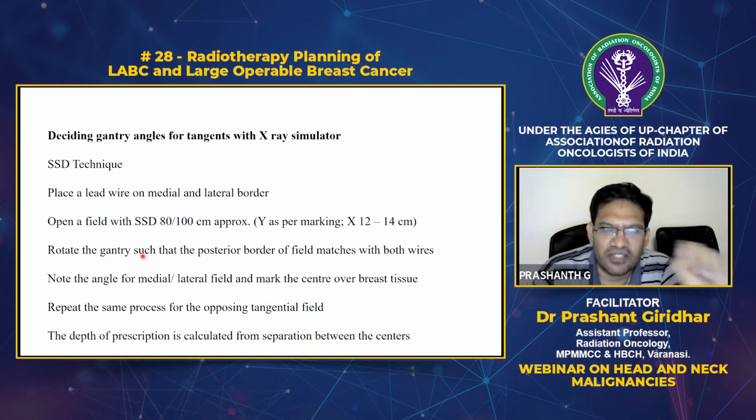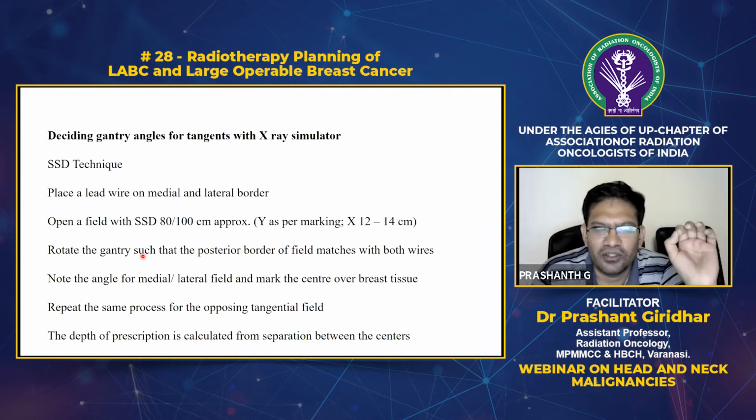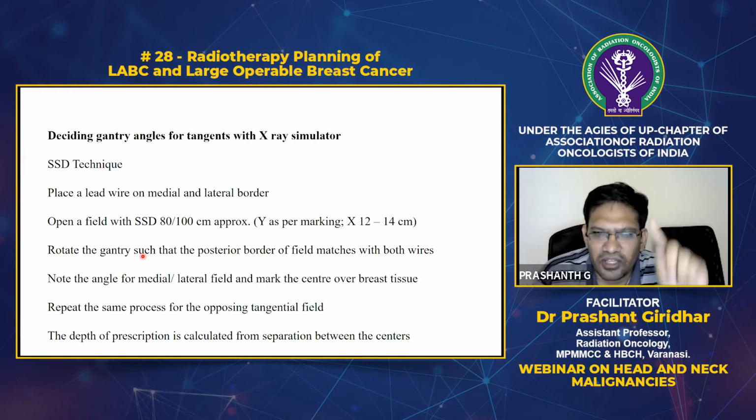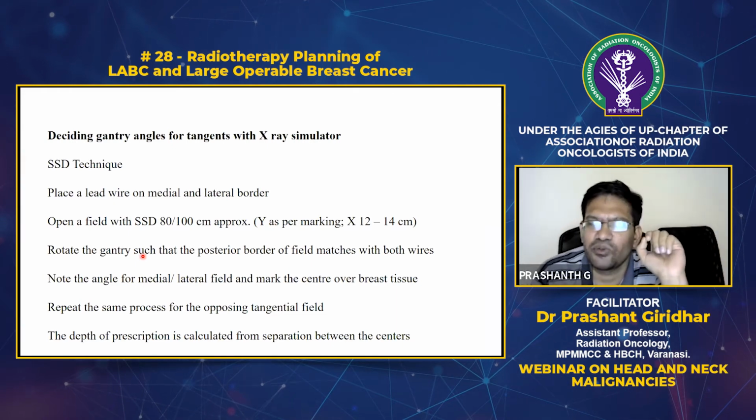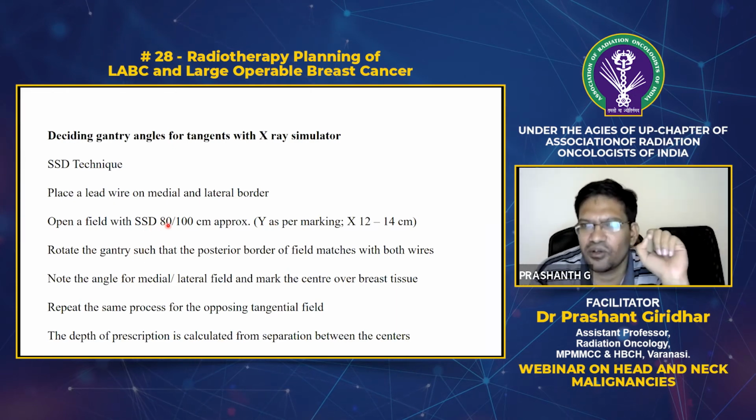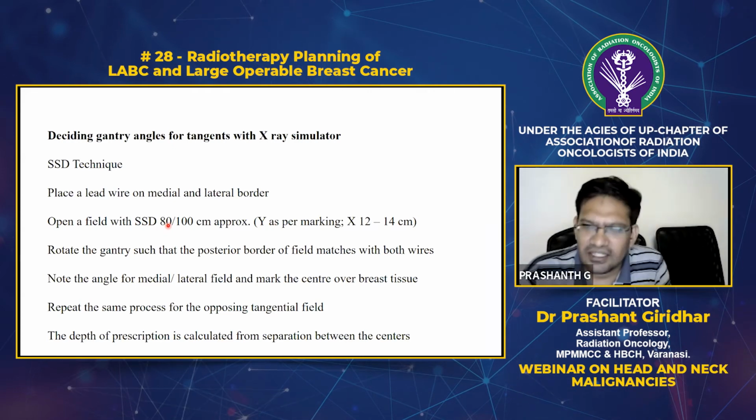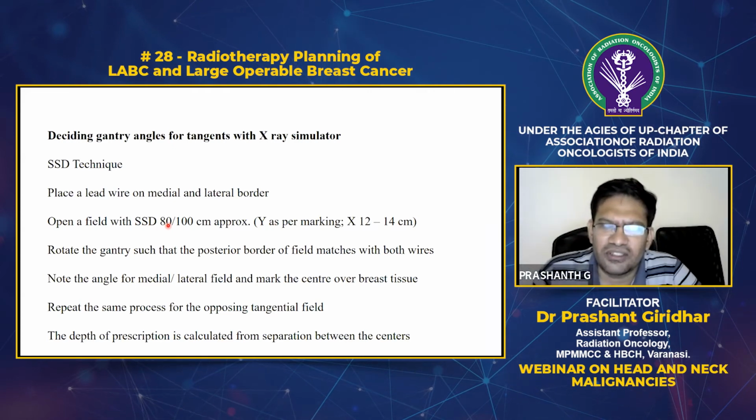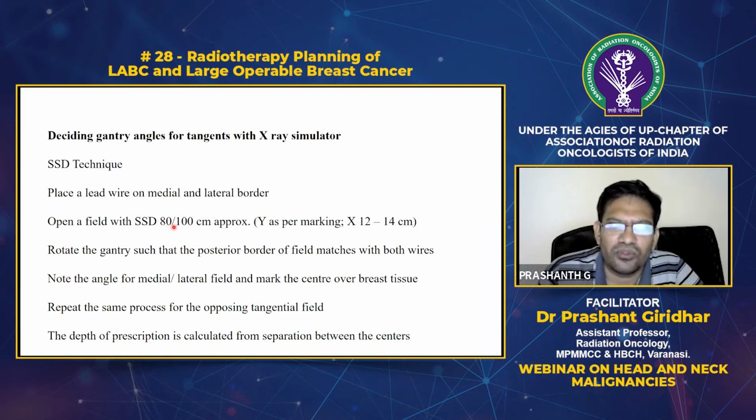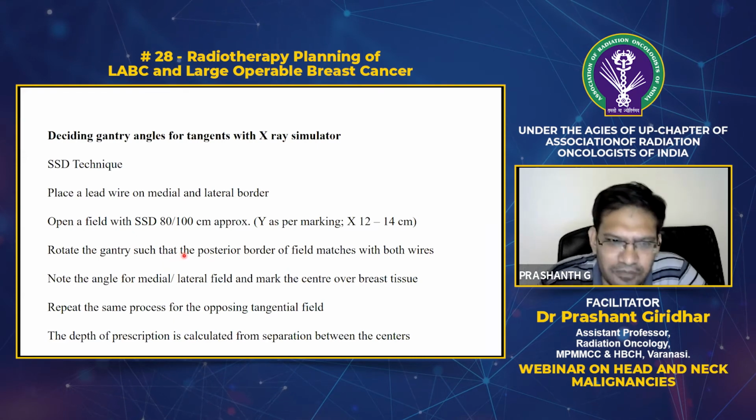So once you've achieved that on either your medial field or the lateral field, you mark the gantry angle. Now, when you mark the gantry angle, you also have to check whether your SSD is still 80 or 100 centimeters. There is a possibility that when you rotate the gantry, your SSD at the center over the breast tissue is slightly different. So now you again have to bring that SSD to 80 and mark the field borders again.